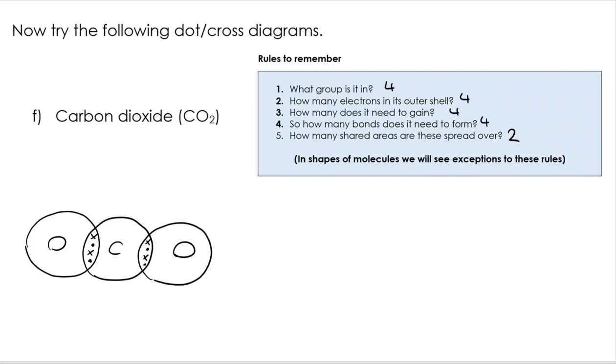I then need to work out how many are left. Carbon, I've used all 4. Oxygen, I've actually used 1, 2 electrons. So I've got 4 more to go onto each oxygen, and there we have the final structure.